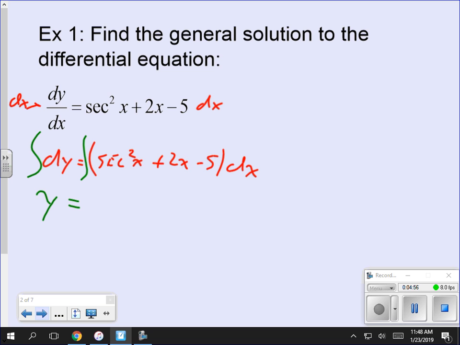Equals. Take the antiderivatives. Okay, the antiderivative of secant squared is tangent x. The antiderivative of 2x is x squared. The antiderivative of -5 is -5x. And then I have to have plus c. You absolutely need to have the plus c. You have to have that constant of integration. That's what that's referred to as. The constant of integration. You have to put the plus c in there.